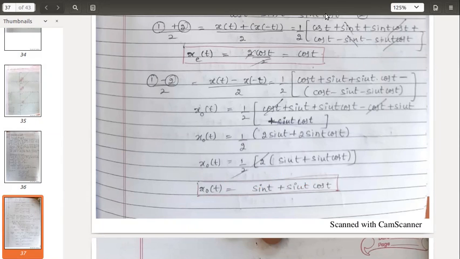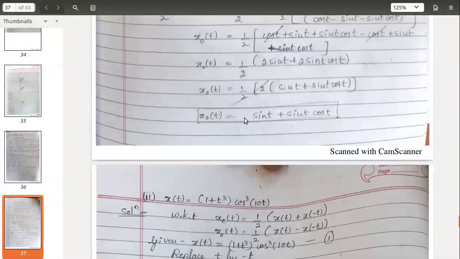Any doubts in this? Please, you can ask me. Okay, Priyanka is telling understood. Hopefully everyone understood. Let me take one more problem.